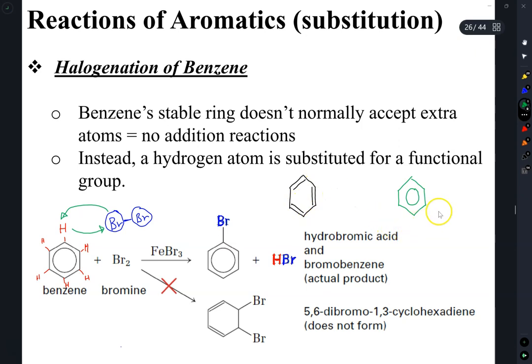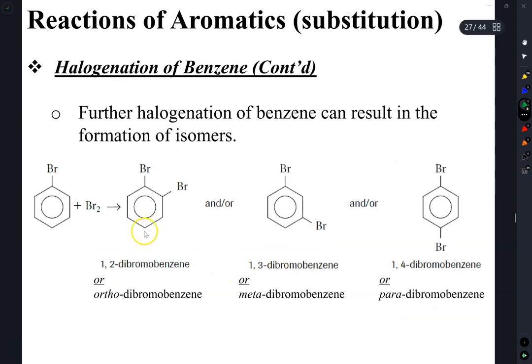As such, it might be helpful to draw the benzene ring like this with a circle inside instead of the three what looks to be double bonds, in order to remind you that there are no double bonds present, so only substitution reactions can occur. Now, if you halogenate the benzene ring further, you can add on the second halogen at 3 different locations.